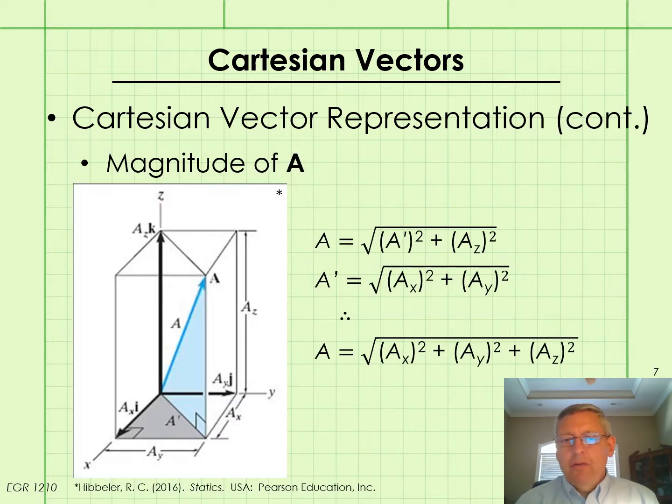The magnitude of our original vector A is going to be equal to the square root of the sum of the squares of the magnitudes of the components of A. This is very similar to what we did with 2D vectors. We've just added that third dimension now.